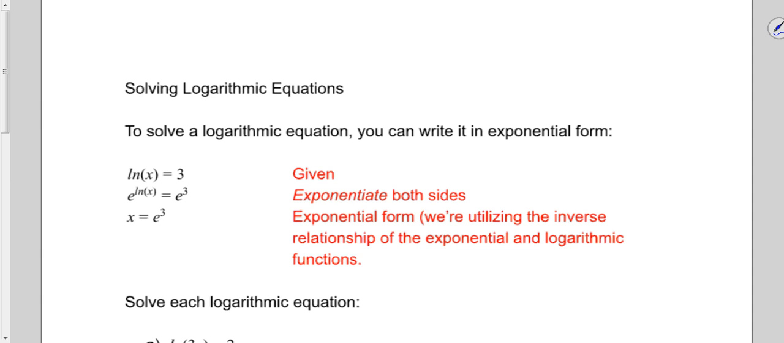Solving logarithmic equations. To solve a logarithmic equation, you can write it in exponential form, meaning I exponentiate both sides. We've done this. We take e, so in natural log, to undo the natural log, I take e to that natural log of x. That just gets me what I started out with, which is x.